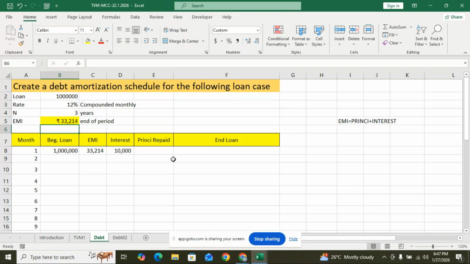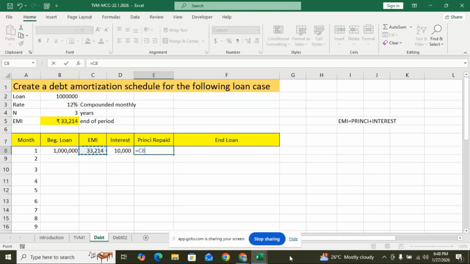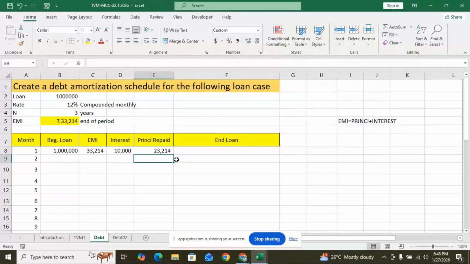So now we can directly calculate EMI minus interest. What you're supposed to do is equals to EMI minus interest. Press enter. Which means out of 33,214, your interest amount is 10,000. So the core principal amount paid is 23,214.